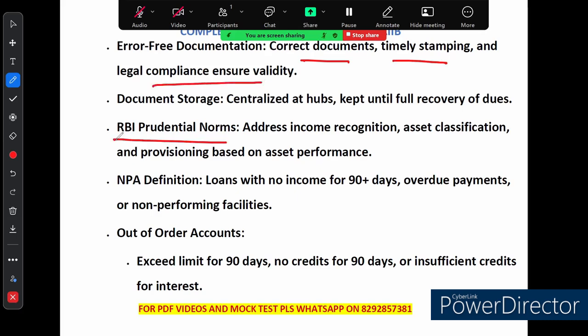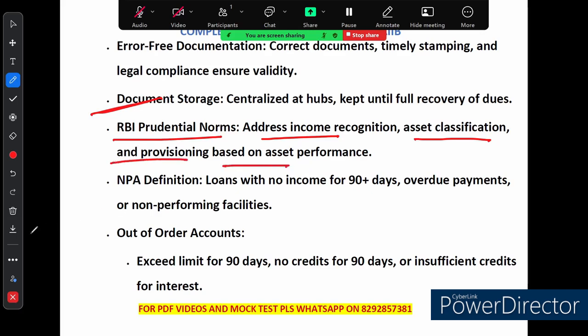Now let's discuss the RBI prudential norms. This was till unit number 28. Now let's move on to unit number 29. RBI prudential norms are the rules which cover how banks recognize income, how they classify assets, and how they set provisions based on how well the loan is performing.